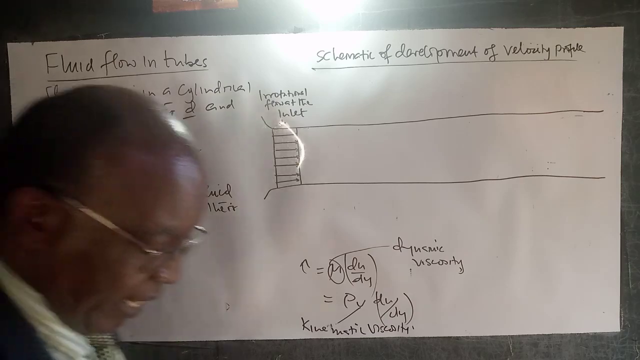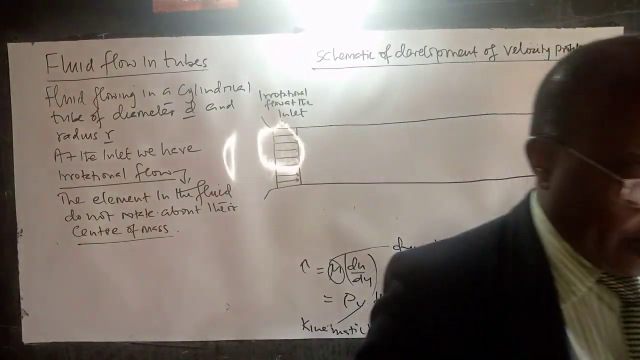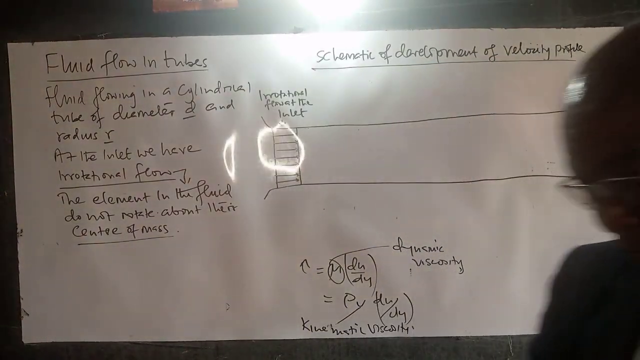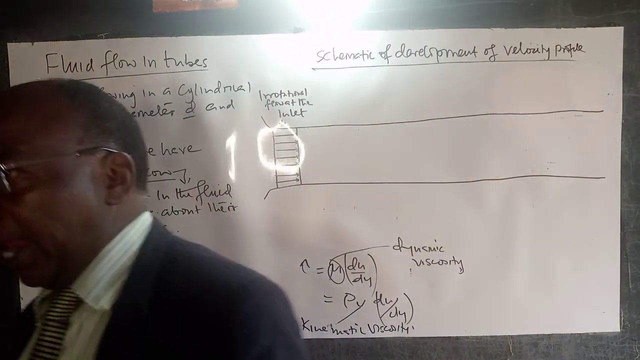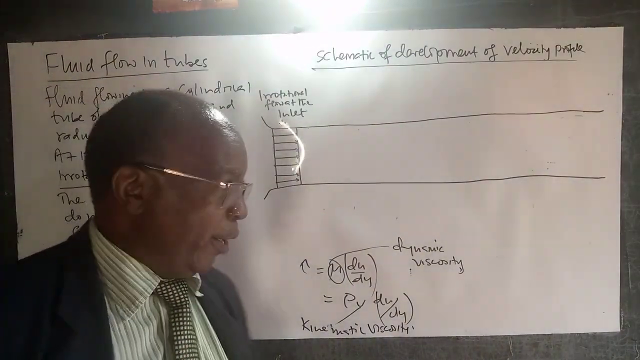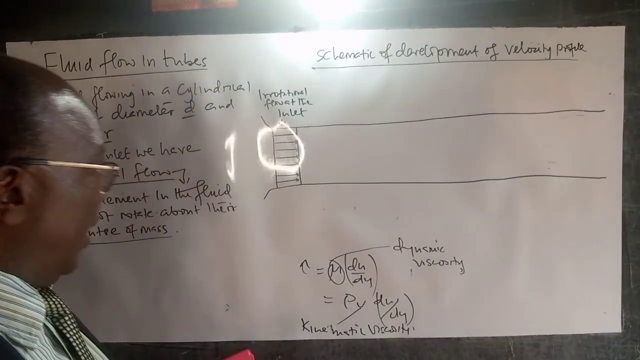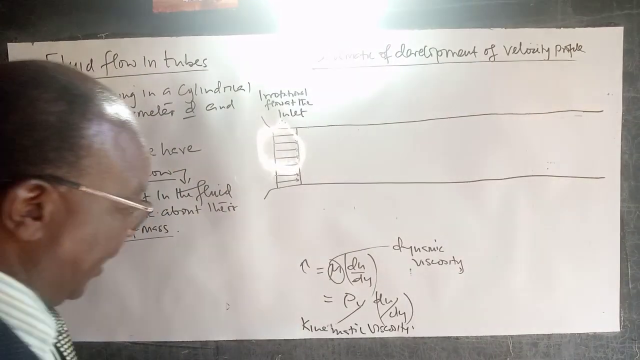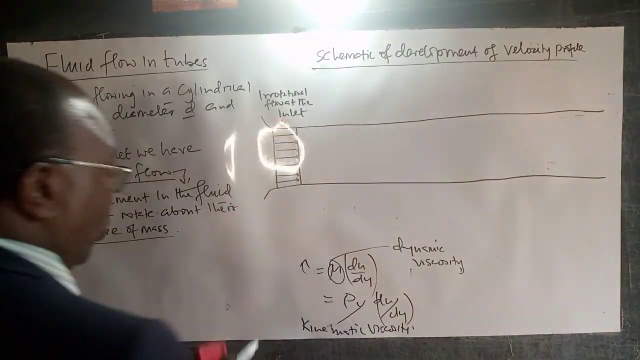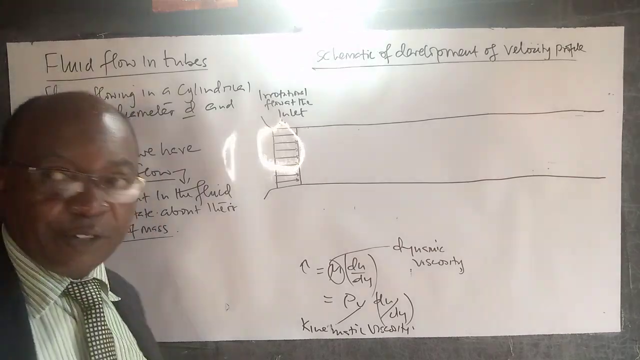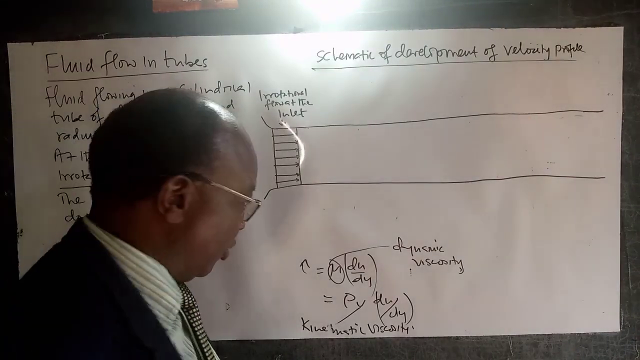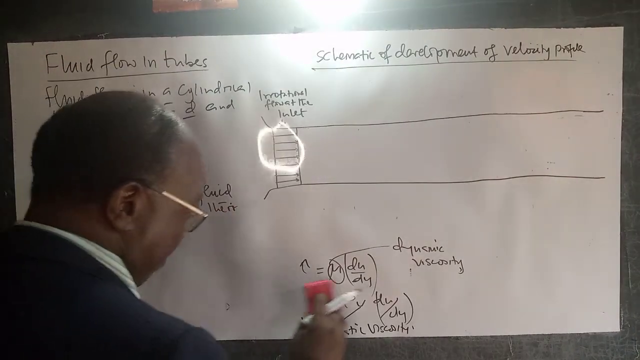Now, we have just said if there are shear forces, torque resulting from the shear forces at the wall between the wall and the fluid, then of course there is a possibility of rotation. Otherwise, we assume that the fluid which is getting in at the inlet is not rotating. The elements in that fluid are not rotating at all about their center of mass.